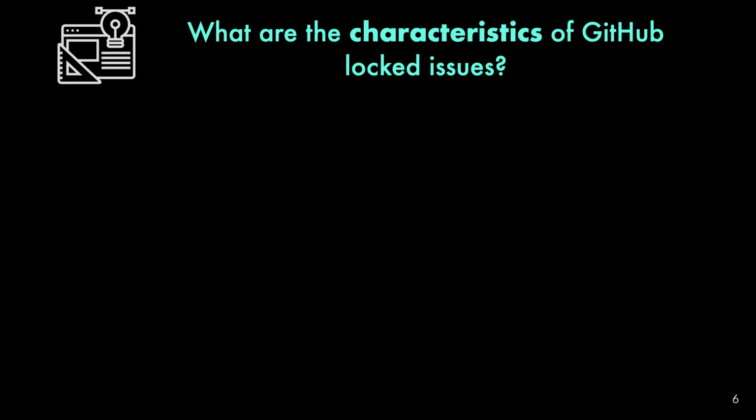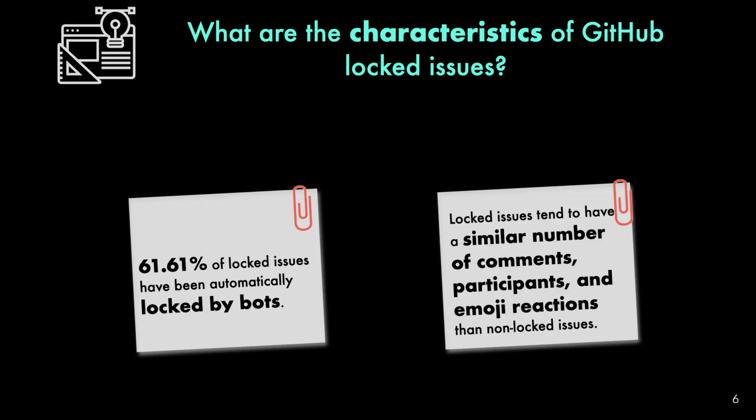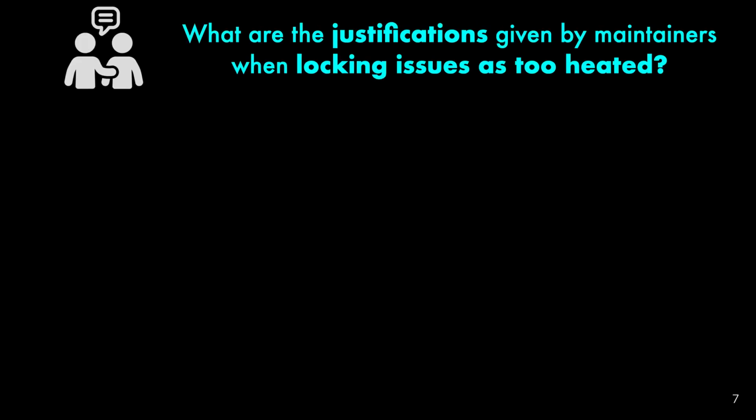In our first question, which asks what the characteristics of GitHub locked issues are, we found that 61% of locked issues have been automatically locked by bots due to inactivity, for example. Also, we found that locked issues tend to have a similar number of comments, participants, and emoji reactions as non-locked issues. Now that we know the overall characteristics of locked issues, let's dive deep into the issues locked as too heated.